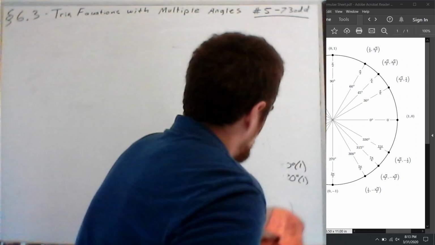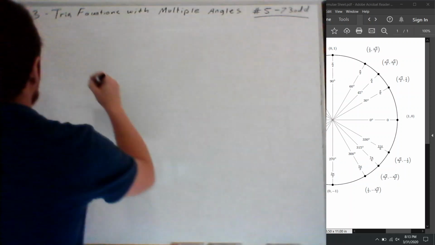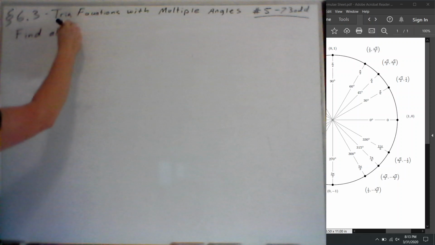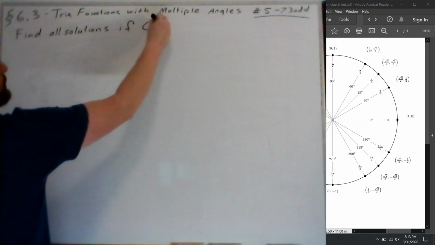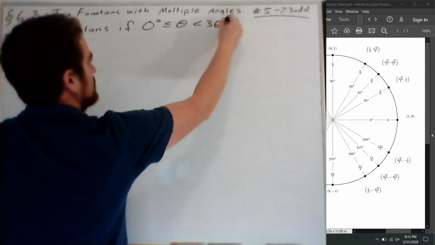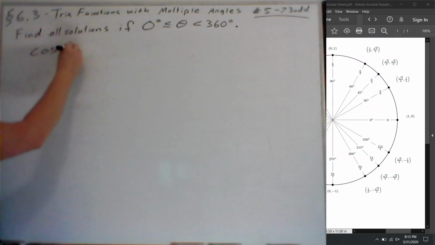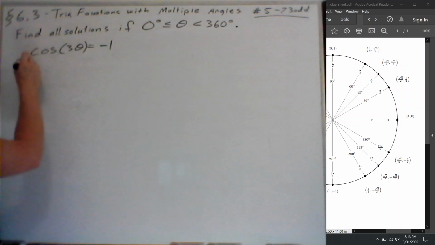Now let's take a look at, basically, the same thing. Let's find all solutions, if we'll stick to theta between 0 and 360 degrees. But let's take a look at cosine of 3 theta is equal to -1. All right, let's take a look at this.